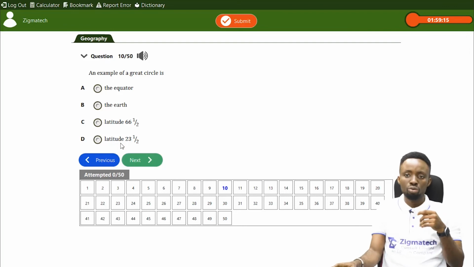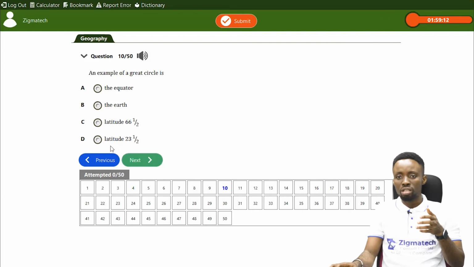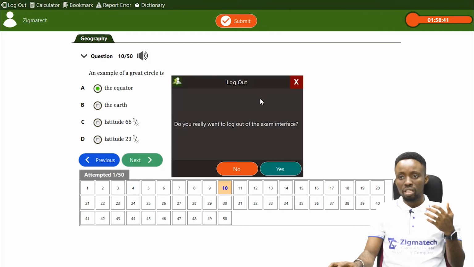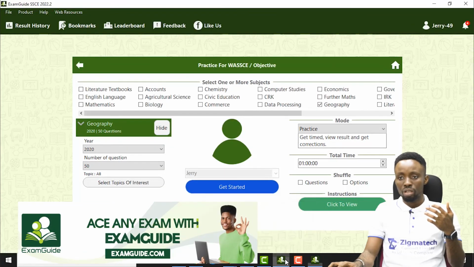23.5 degrees. So if you weigh the options given, you see that option D is wrong, because latitude 23.5 degrees is actually a small circle, because the midpoint does not get to the center of the earth. Same as latitude 66.5. Then if you look at the earth, it's made up of different great circles. So the answer is the equator. The equator is an example of what? Of a great circle.